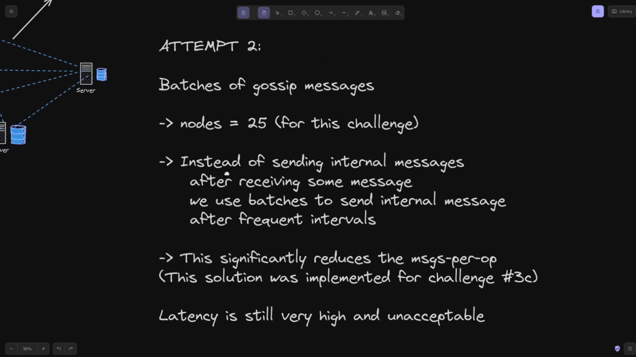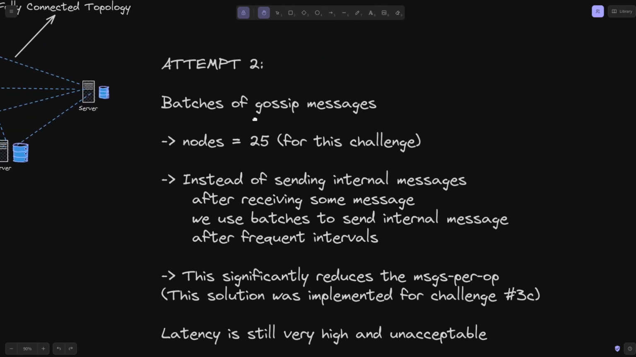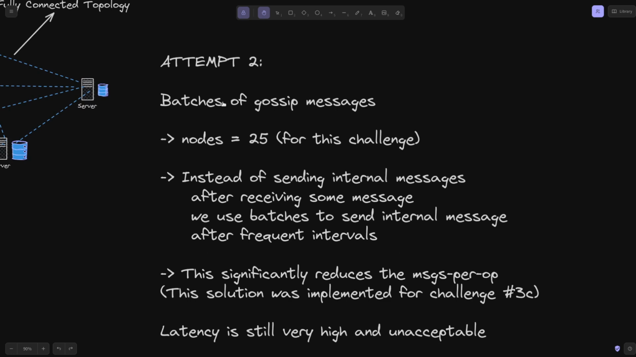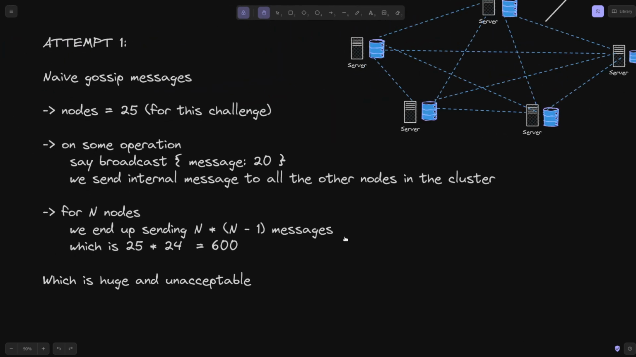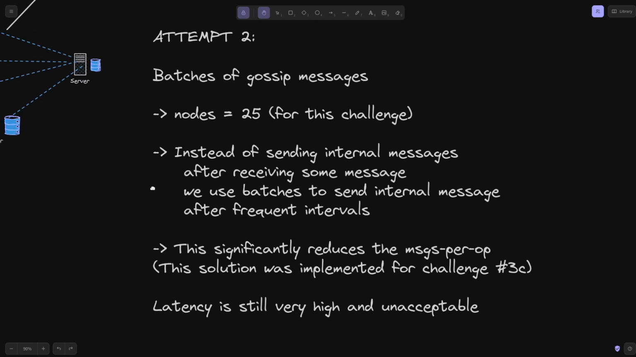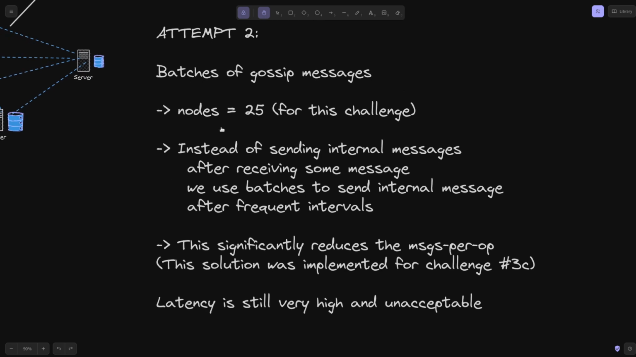So let's go ahead and check the second attempt or second solution that we can think of. In the fault tolerance broadcast challenge, we used batches instead of sending these messages all at once and blocking the incoming requests. We will send them in batches of 50 or 100 and perform those internal message transfers at frequent intervals. So what we can do is, instead of sending internal messages after receiving some message from the client, we use batches to send internal messages after frequent intervals.